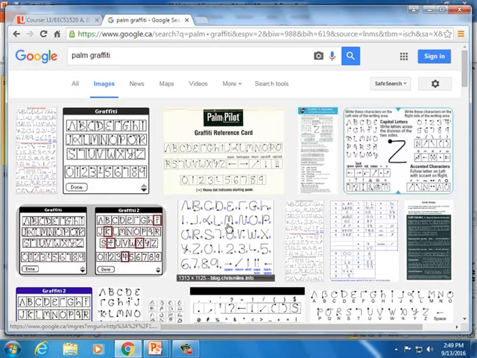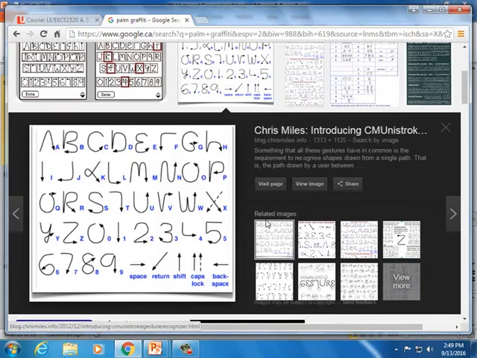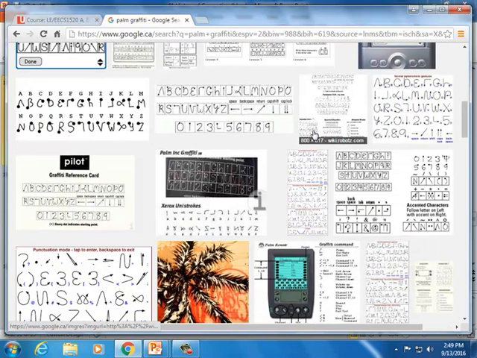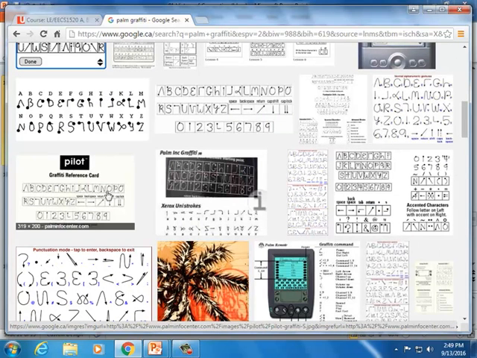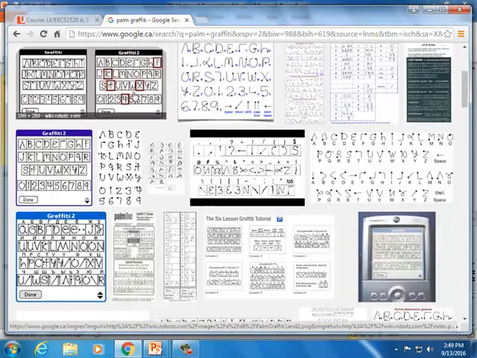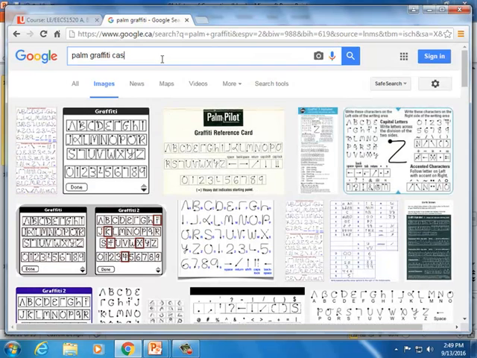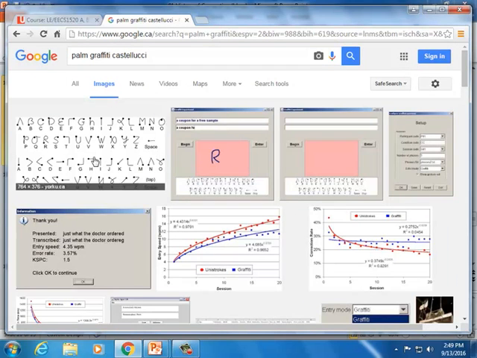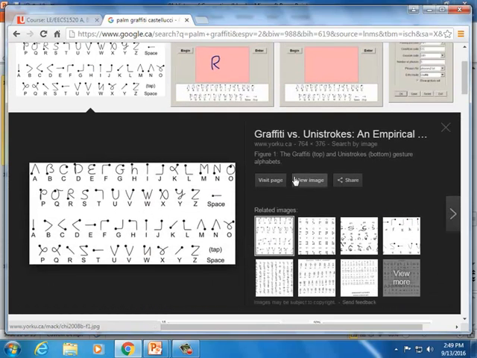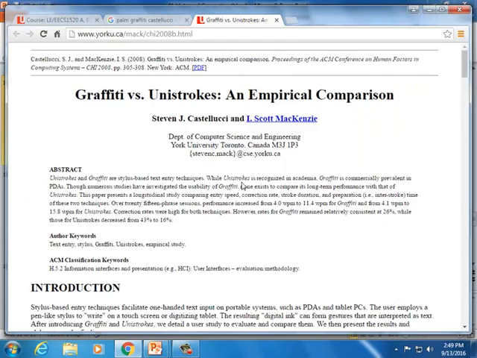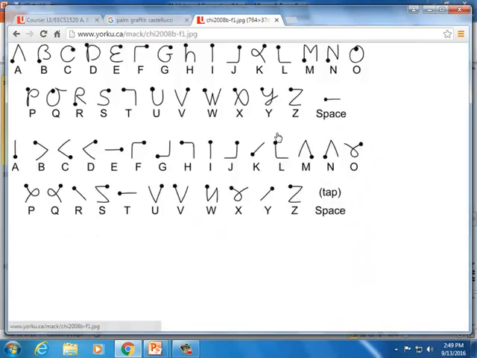And so here we have a description. Let's take a look at this. There we go. So I know I had this somewhere. So here we have a picture at the top of something called Graffiti. And so this was the gesture alphabet. This was the way that you had to write your handwriting in order for it to be recognized by the Palm Pilot.